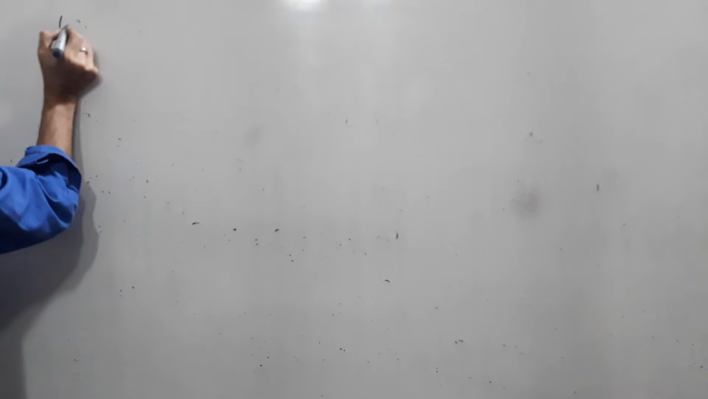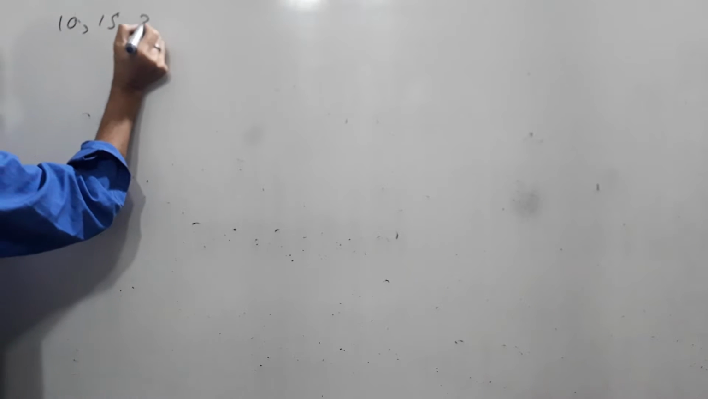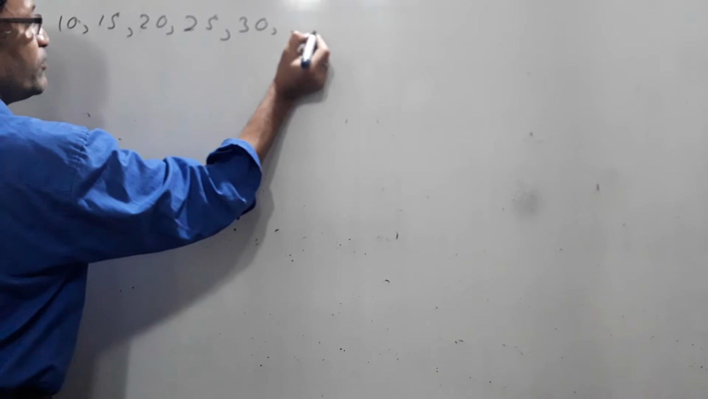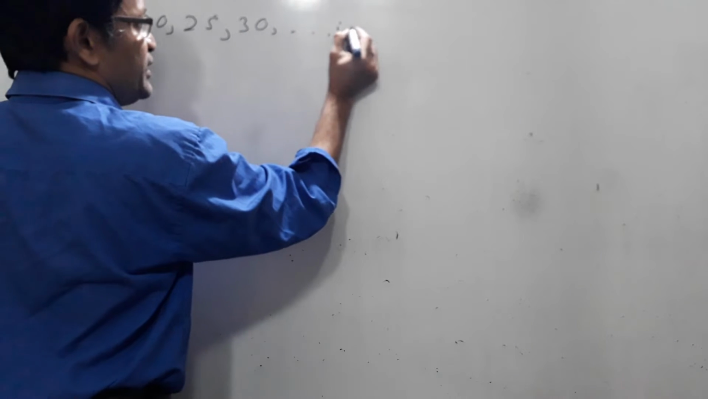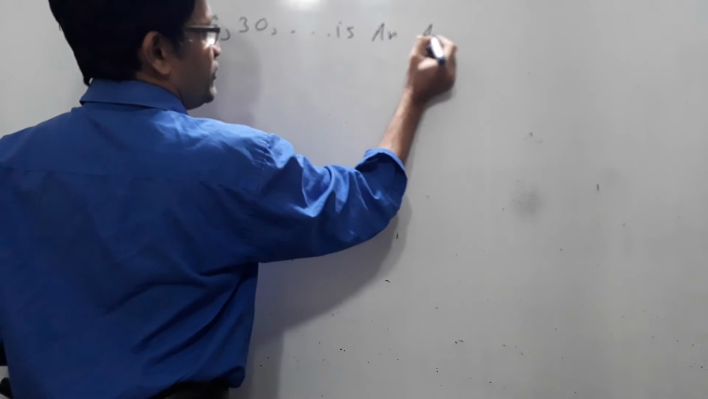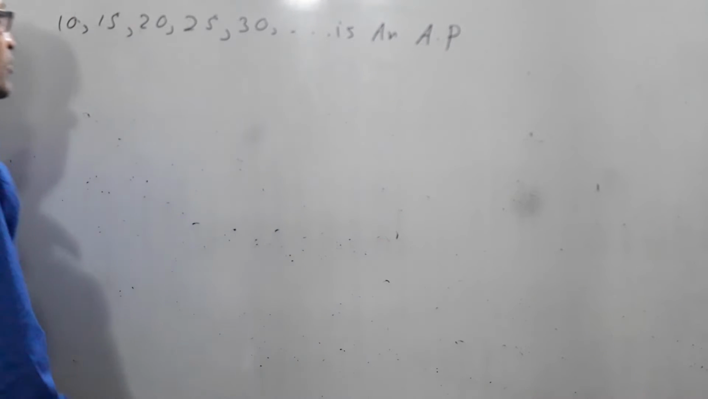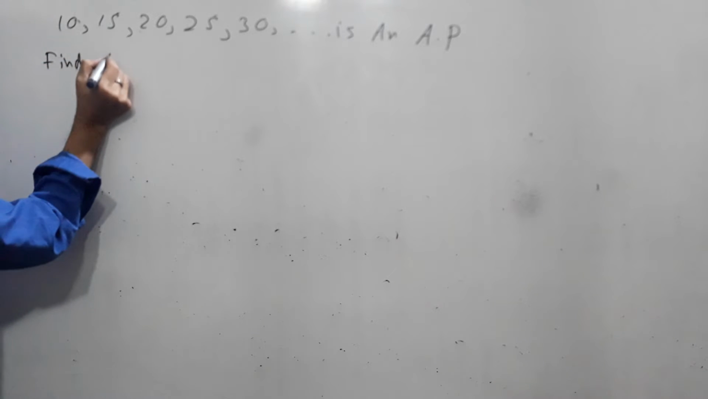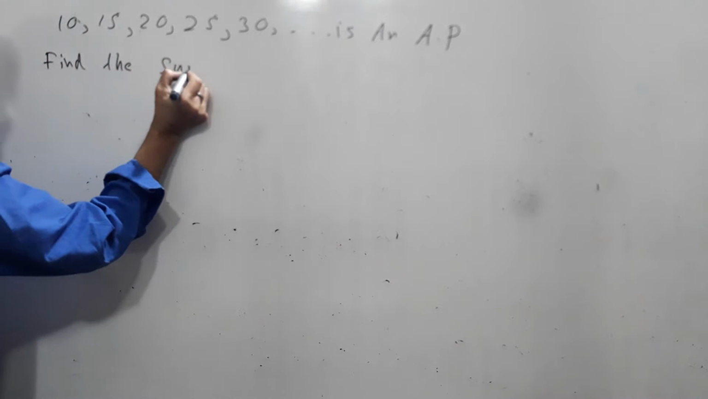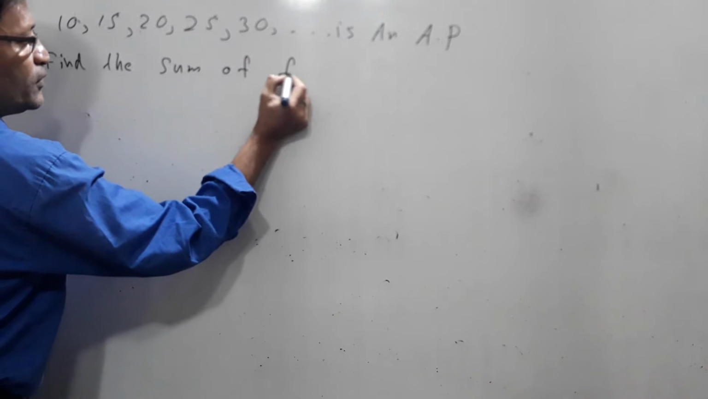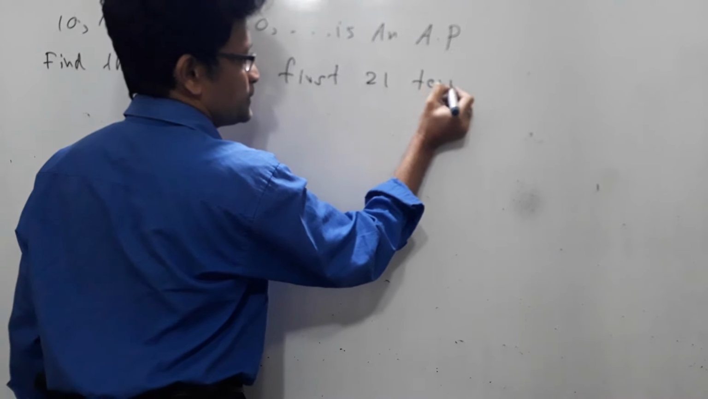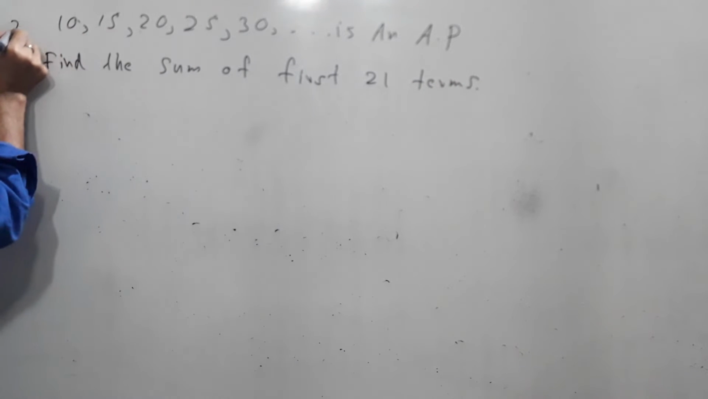Take an arithmetic progression like this: 10, 15, 20, 25, 30 is an AP, that means an arithmetic progression. They say find the sum of the first 21 terms. This is the second question.